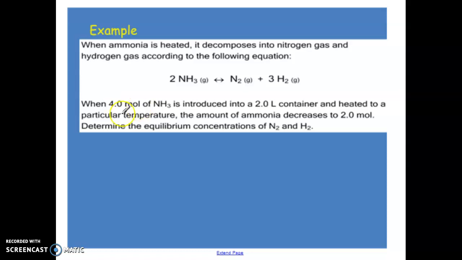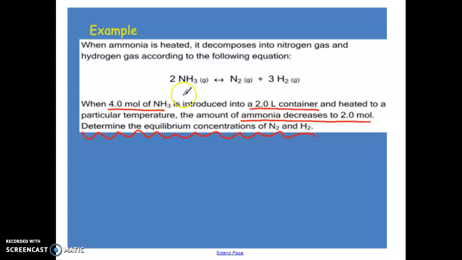Okay, so we have some information. We have 4 moles of ammonia placed into a 2.0 liter container, and it's heated to a particular temperature. We don't really care what that number is. We just know that the temperature is going to be constant because we're going to have equilibrium here. The amount of ammonia decreases to 2.0 moles. So we started off with 4 moles and it went down to 2 moles. And we're asked to determine the equilibrium concentrations for our 2 products, nitrogen and hydrogen.